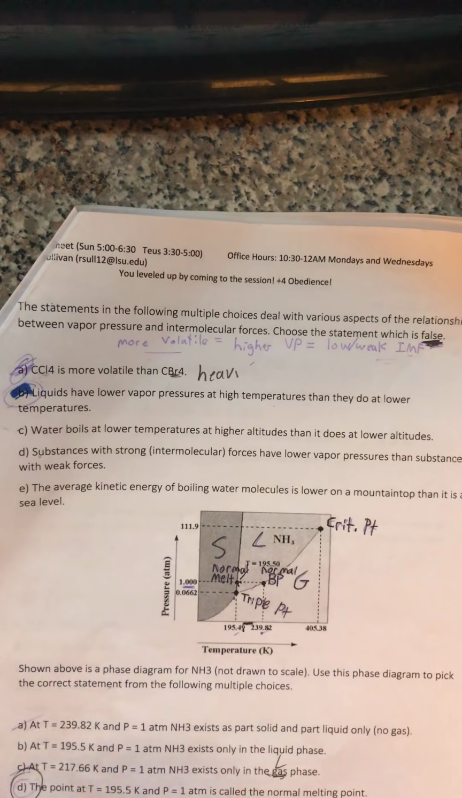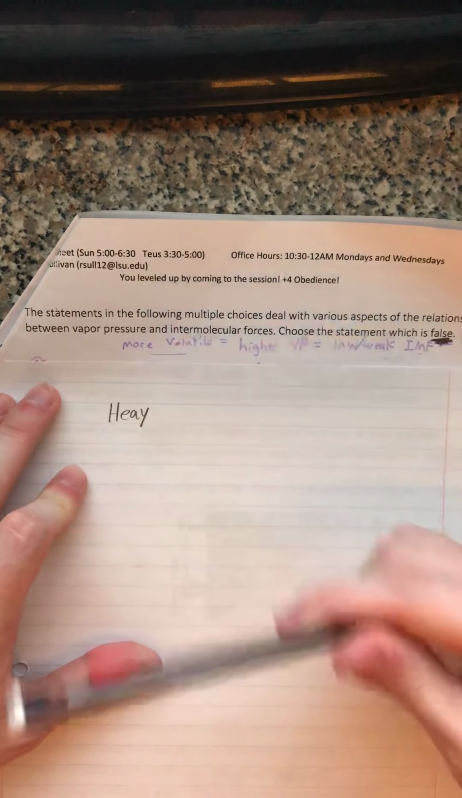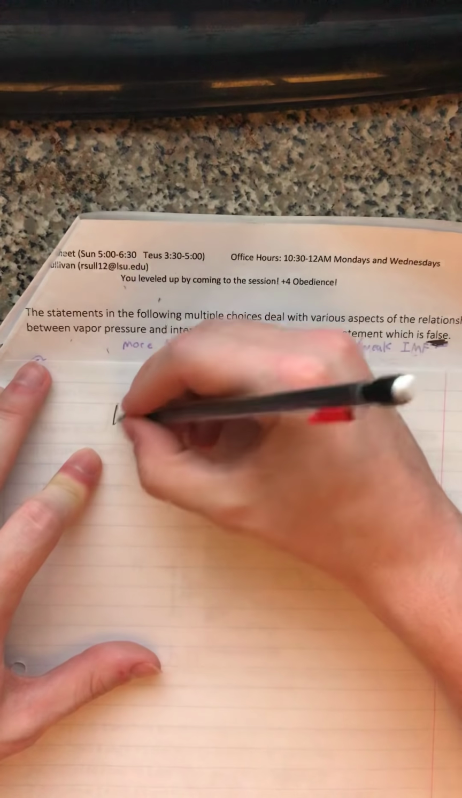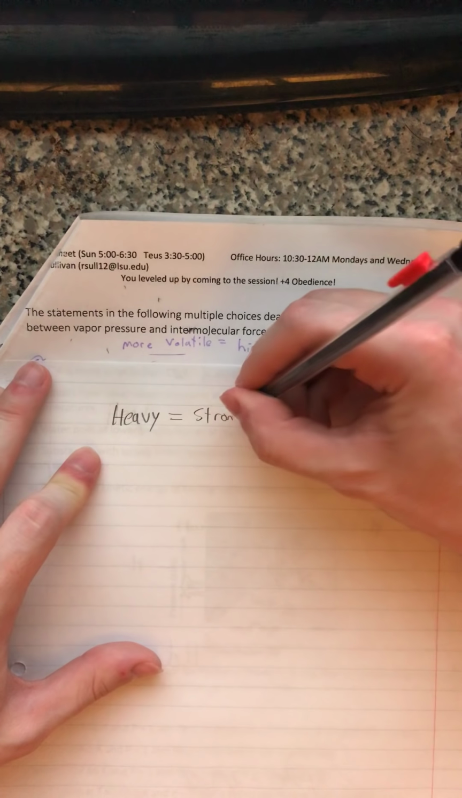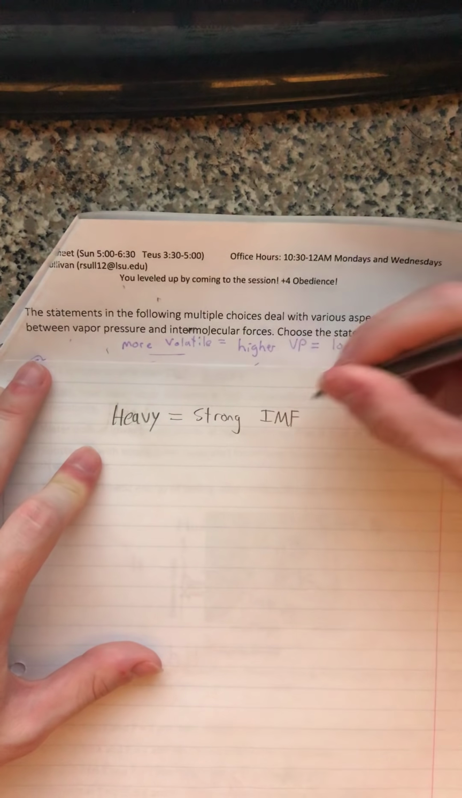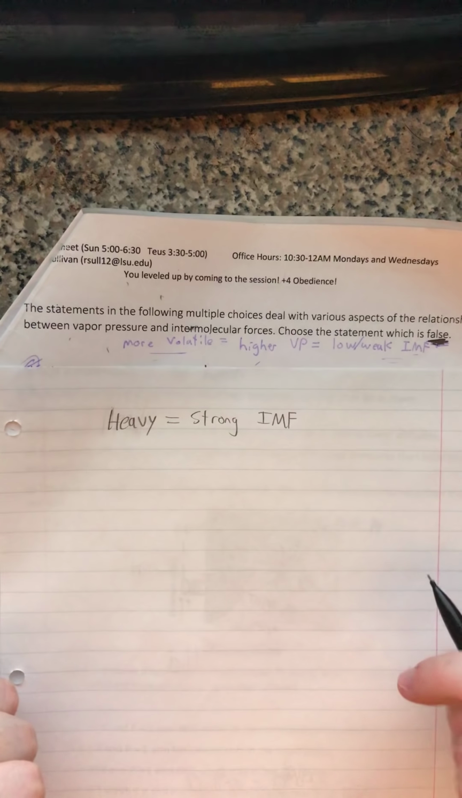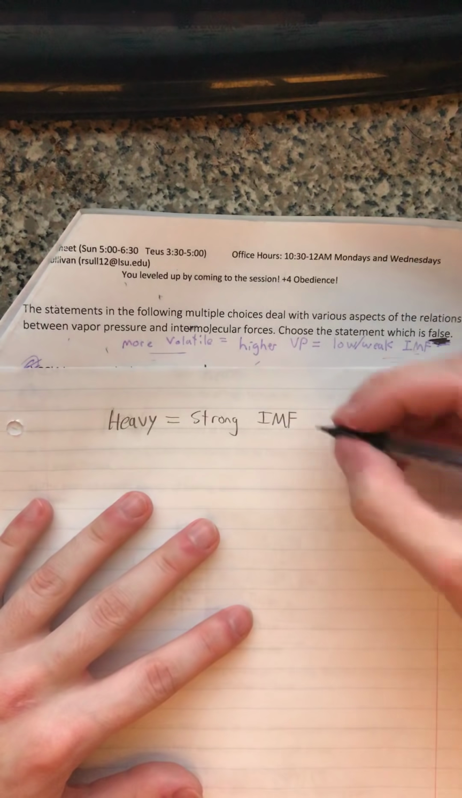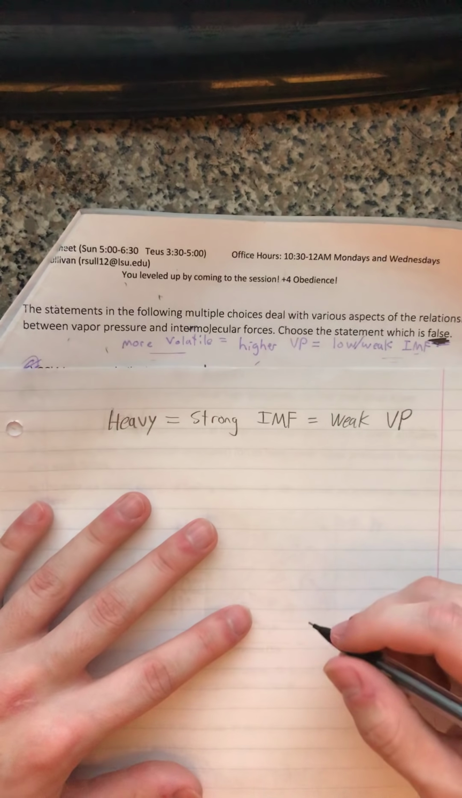Actually, I'll write this on a new sheet. So if something is heavy, that means it has strong intermolecular forces. So the forces that compress things and try to turn them into a solid, those are strong in things that are heavy. And if something has strong intermolecular forces, it has weak vapor pressure, VP.